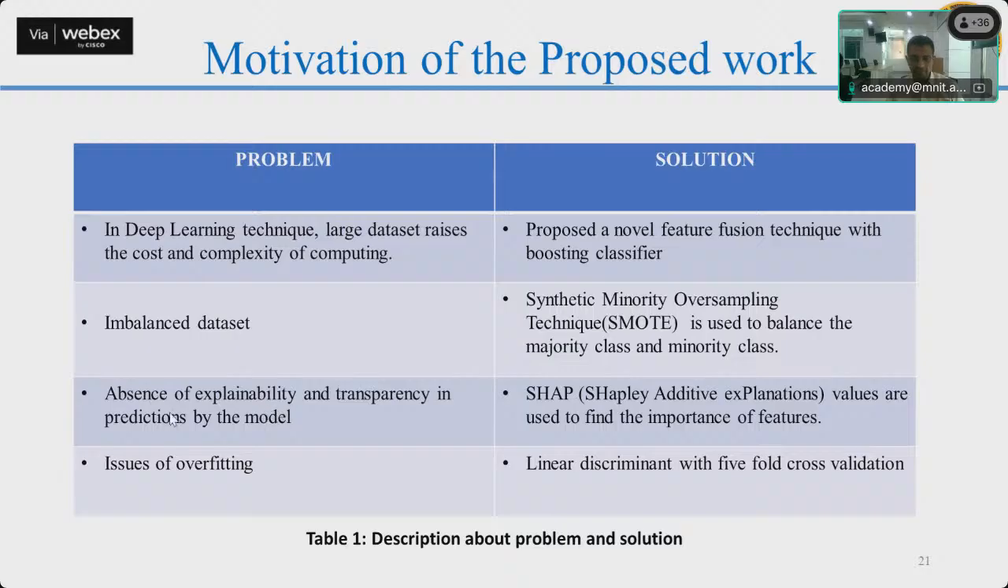Absence of explainability and transparency in predictions by the model. Here we use Shapley additive explanation values to find the importance of features. Then the issue of overfitting is there, so here we use linear discriminant analysis with five-fold cross validation.